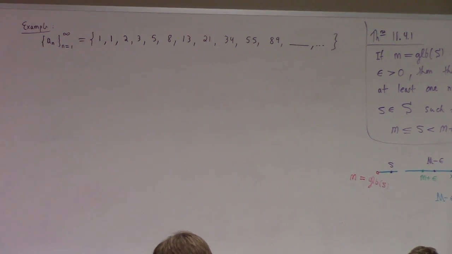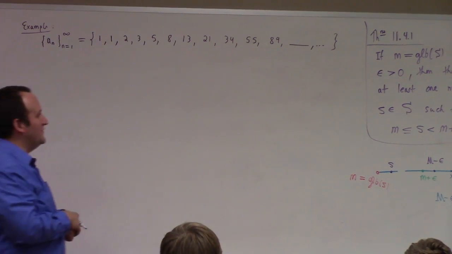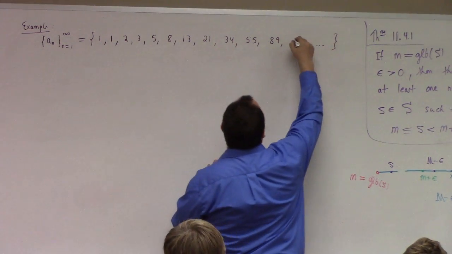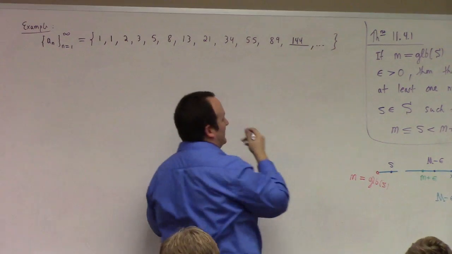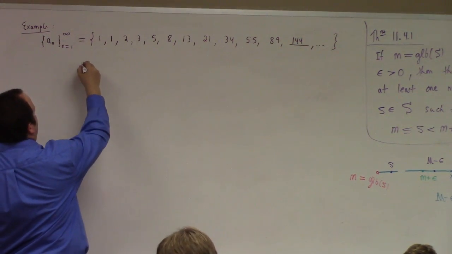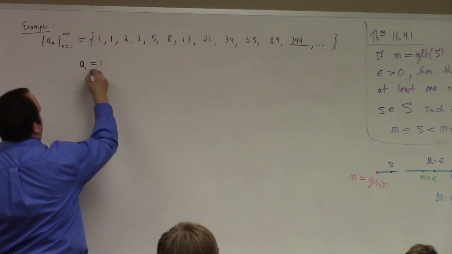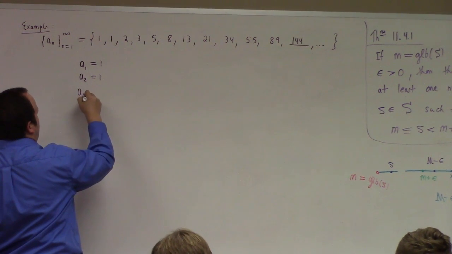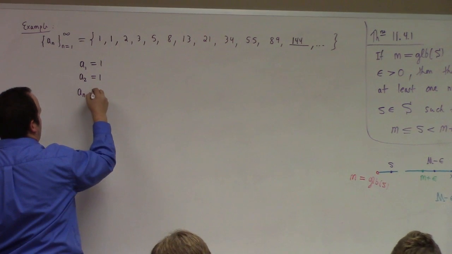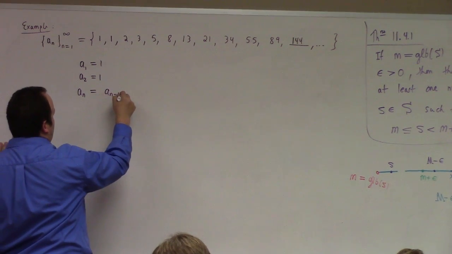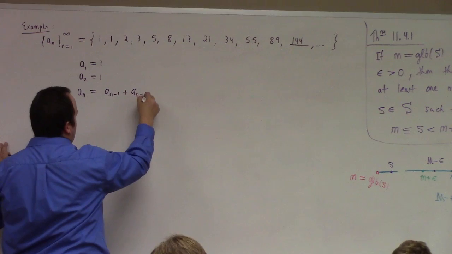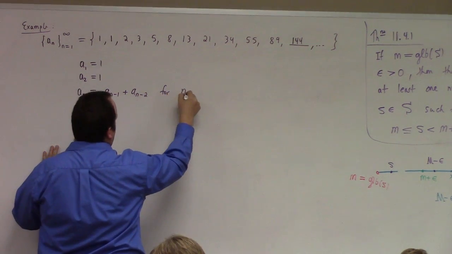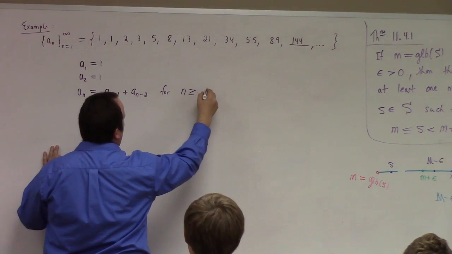You could argue I can't really make a mistake, I'm defining something, but there is something I intended here. 144. How did you get that? The last one plus the one before. Okay, so another way we could define this is A1 equals 1, A2 equals 1, and then A n equals A n minus 1 plus A n minus 2 for n greater than or equal to 3, right?